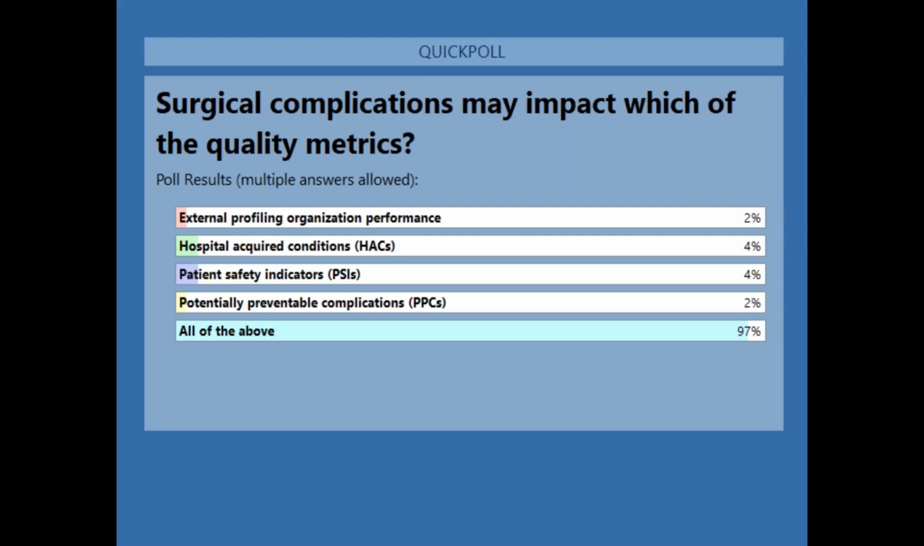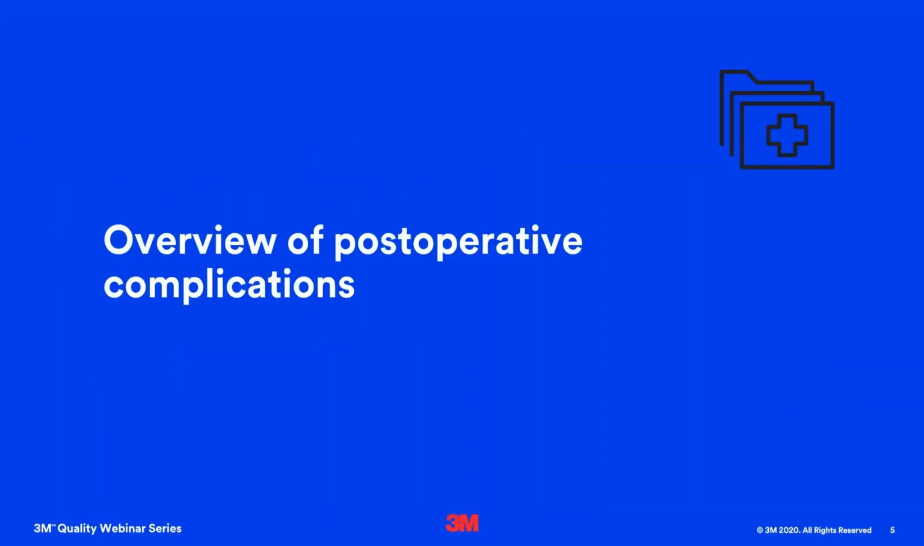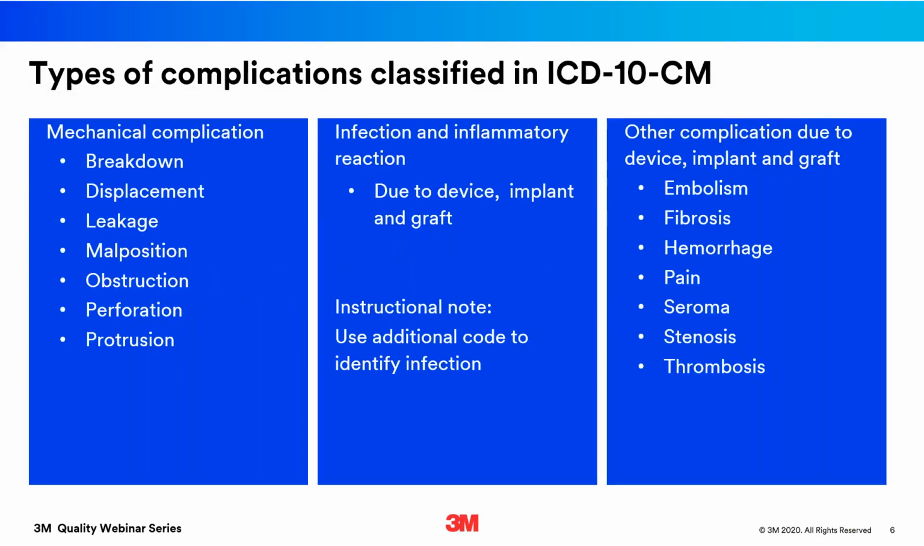Wonderful. And yes, the answer is all of the above. Surgical complications and the codes that are related to that are looked at in many different avenues, arenas, and so it's all of them. It could impact on each of these different areas, and that is kind of what we are going to be discussing during today's presentation. Before we get into it all, we're going to talk a little bit about the codes that are available related to postoperative complications or even just surgical complications.